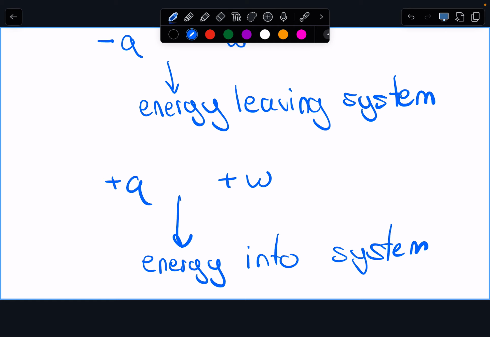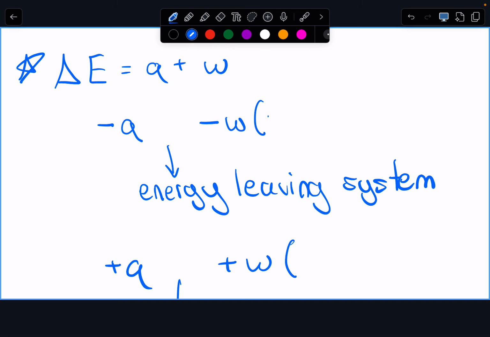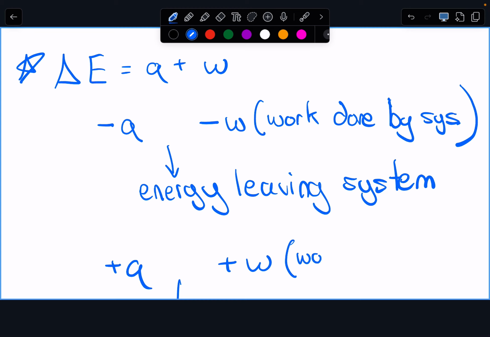The other way we phrase this with work is when we say it's leaving the system, that is work is done by the system. So the system is the thing pushing on something, doing work, and the positive W would be work done on the system. So the surroundings is pushing in on the system, putting energy into it.